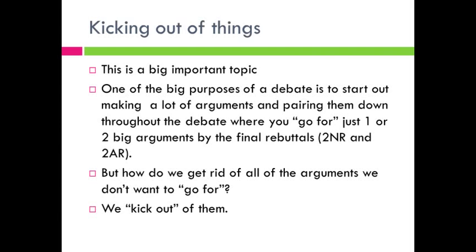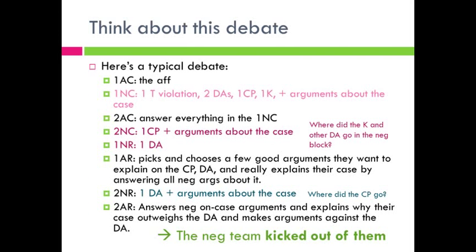So before I leave this slide, the big terms that you need to know are kicking out and go for, okay? Go for is the one that you explain really well in the rebuttals, and kicking out is where you remove an argument from a debate. So think about this debate. Here's a typical debate. The 1AC is the AF. The 1NC is a T violation, 2 disads, counterplan, and a K, plus arguments on the case. The 2AC answers everything in the 1NC. The 2NC extends the counterplan and arguments on the case. And the 1NR extends 1 disad. So here's a question: where did the K and other disad go in the neg block? Well, they were kicked out of. I'll explain how to do this in a second.